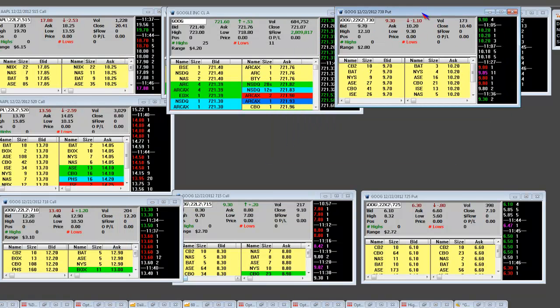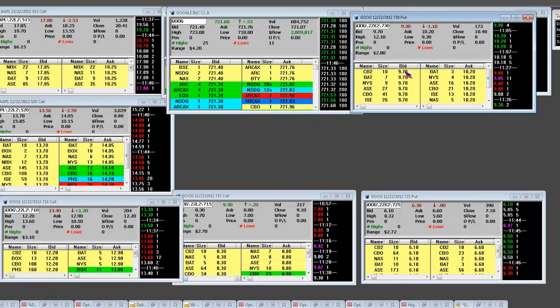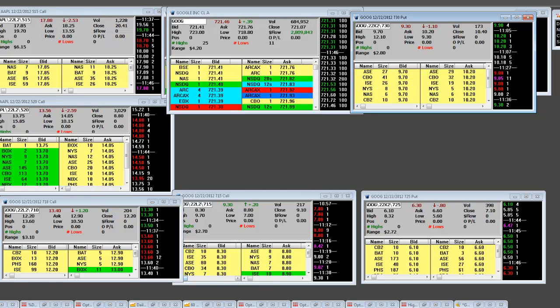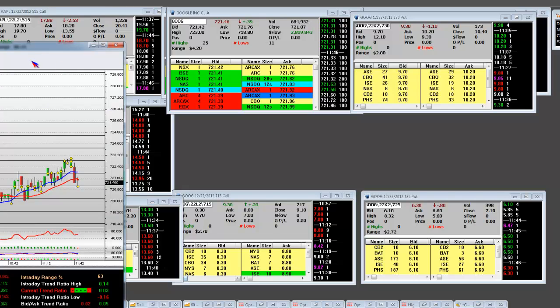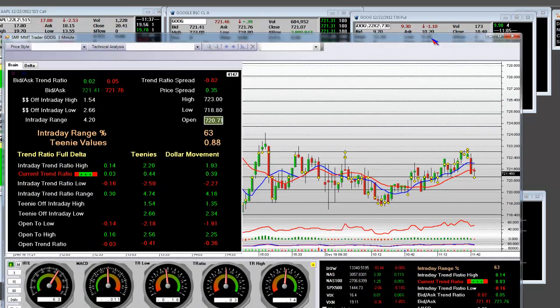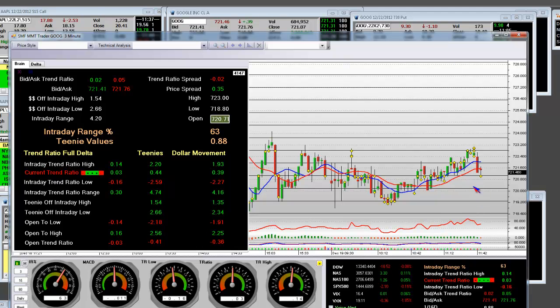So once again, you can see right here, the 730 put is 970 by 1020, and you can see on the MMT platform on Google that Google is in a 4 teeny range, and we're taken from this low to that range, back to that low, back to this range, and it is mathematically so accurate to the penny. You can see the tops here at the teeny line for the viewers viewing the video. This is not fake. This is real. This is how accurate it is.